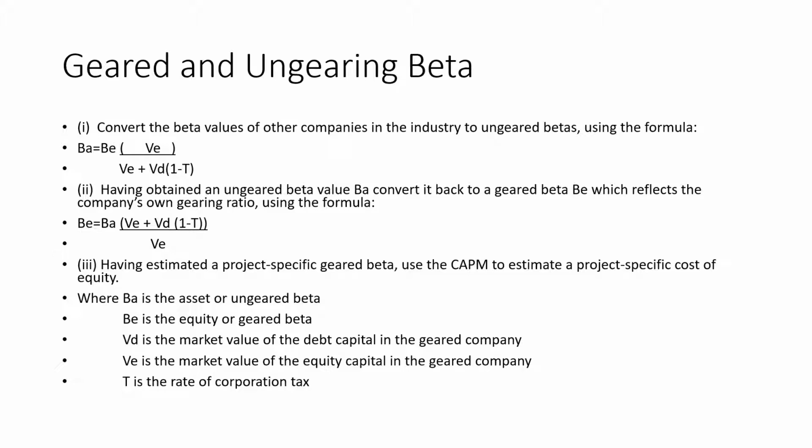3. Having estimated a project-specific geared beta, use the capital asset pricing model, CAPM, to estimate a project-specific cost of equity. BA is the asset or ungeared beta. BE is the equity or geared beta. VD is the market value of the debt capital in the geared company. VE is the market value of the equity capital in the geared company. T is the rate of corporation tax.